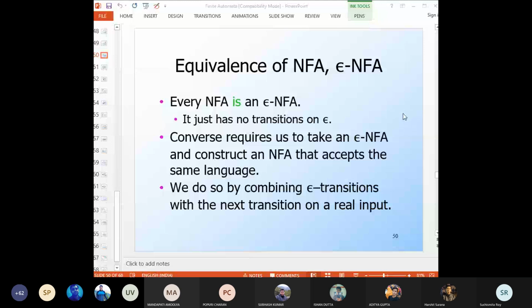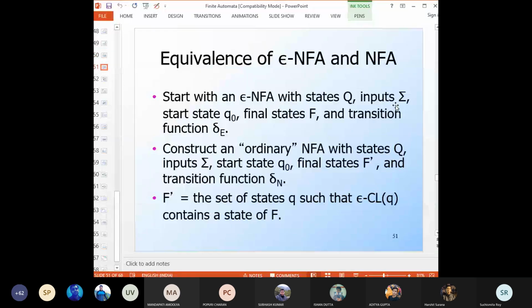So let's look at this conversion of an epsilon NFA to NFA. What we are going to do is basically combine states and create subsets, as we have seen in the last class. To construct an ordinary NFA, we have the same set of states as the epsilon NFA. The input alphabet also remains the same. The start state also remains the same. But the final states and of course the transition function are what are going to make differences.